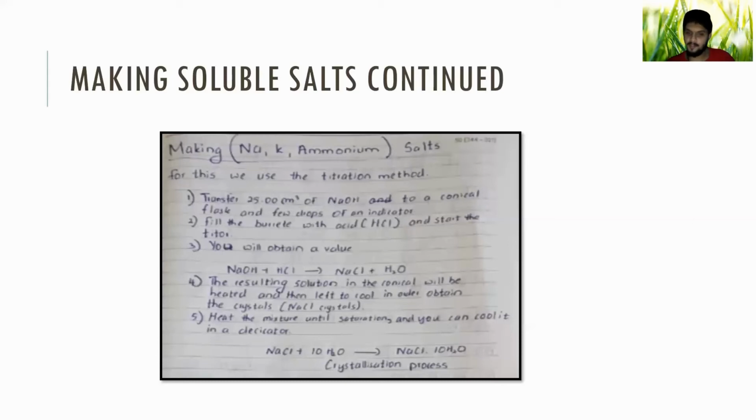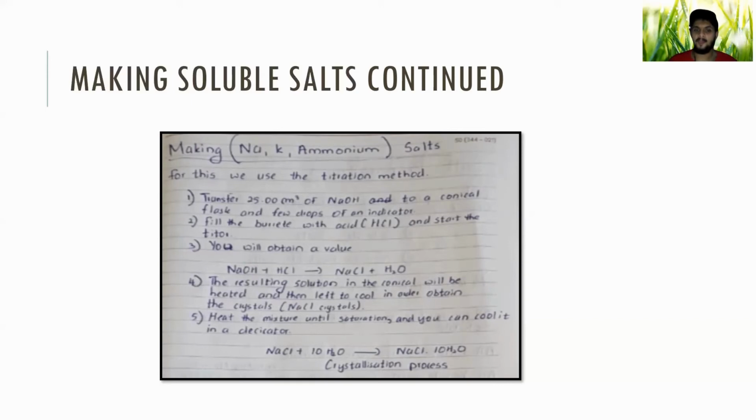We have to filter the resulting mixture that is there in the conical flask. Then we have to rinse it with water and then leave it to dry in a desiccator or using a paper towel. And you are able to get your sodium chloride crystals.